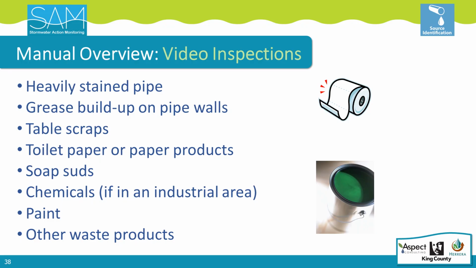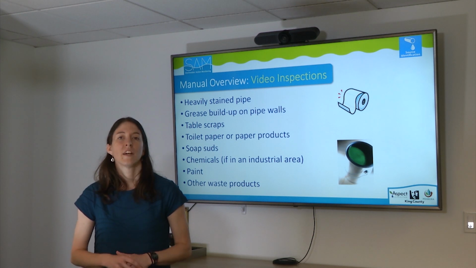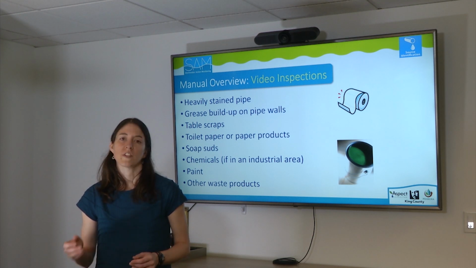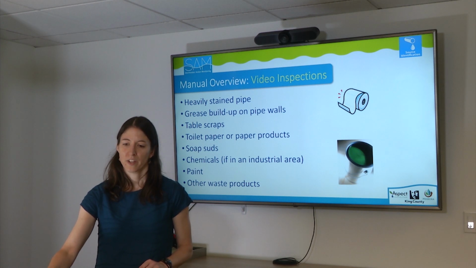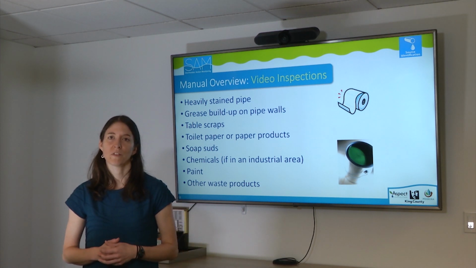And other things that you're looking for as part of a video inspection include heavily stained pipes, grease buildup, table scraps. You may see floatables, such as toilet paper or other paper products, soap suds, paint. There's quite a bit you can see when you're actually in the pipe and taking a look at that. And that field screening methodology is on page 37 of the 2020 manual, or page 47 if you're navigating through the PDF. So that kind of wraps up my general field screening methodology overview.